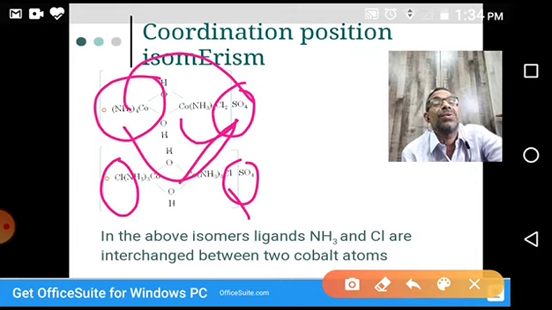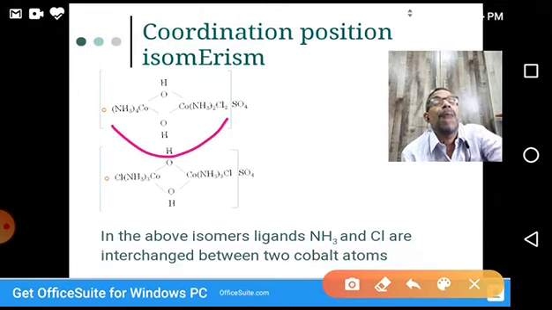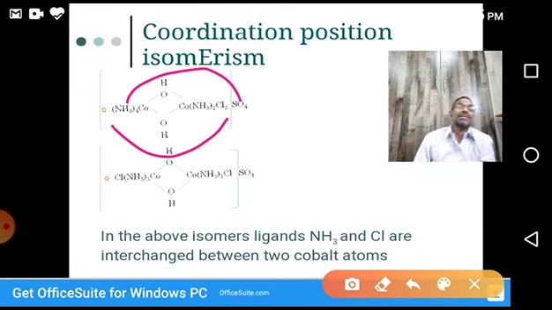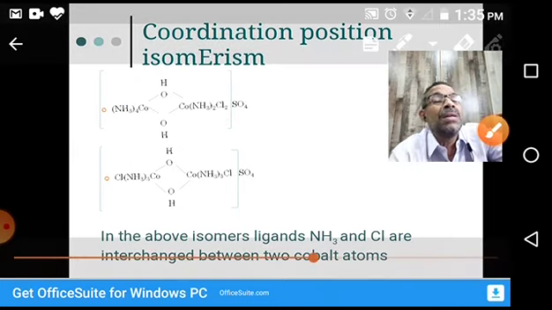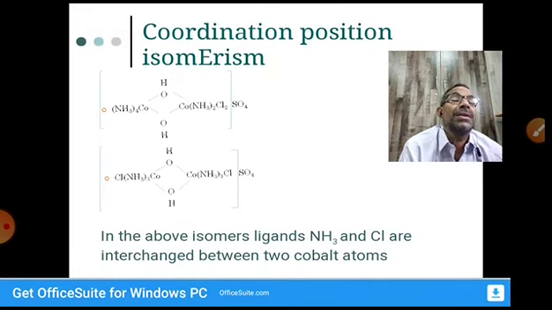Only 1 Cl is shifted from here to here, and ammonia is shifting from here to here. That's why exchanging of ligands is taking place. That's why in the above isomers, ligands ammonia and Cl are interchanged between two cobalt atoms. The central atoms may be the same or different. That's the difference. So this is coordination position isomerism, and these are called coordination position isomers. Compounds having similar molecular formula differ in properties due to differing coordinating ligands on the metals.